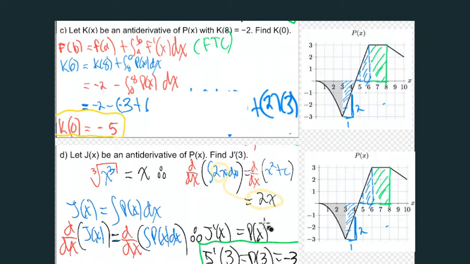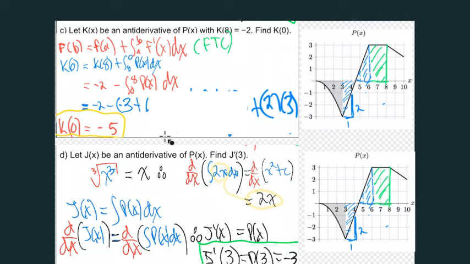And then all I have to do is, j prime of x is p of x. I want to get j prime at 3. J prime at 3 is just p at 3. I just go to where x equals 3 on the graph, and I read off the y value. It's -3. Okay, there's a lot of work there that I probably didn't need to do, right?